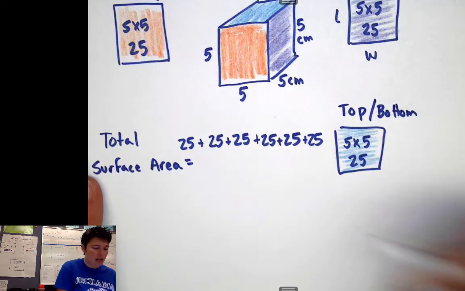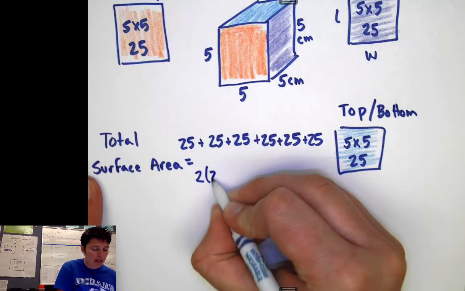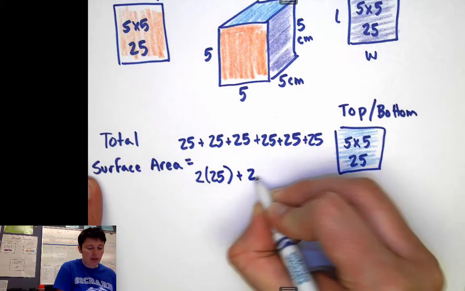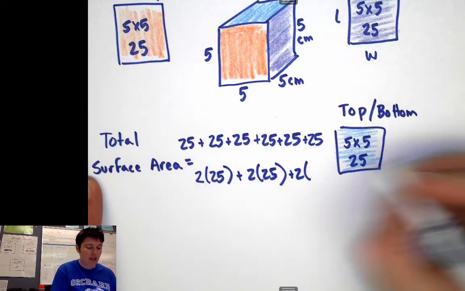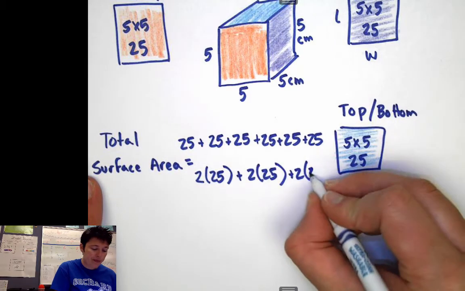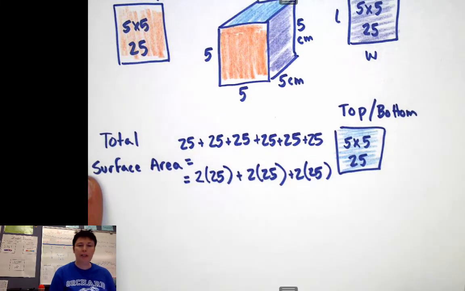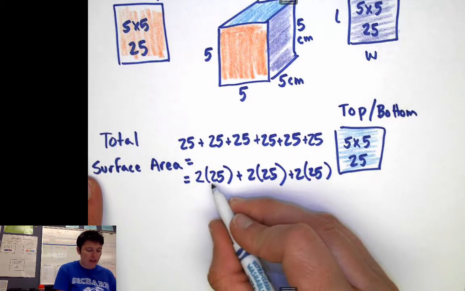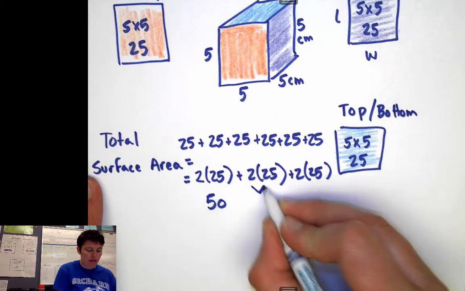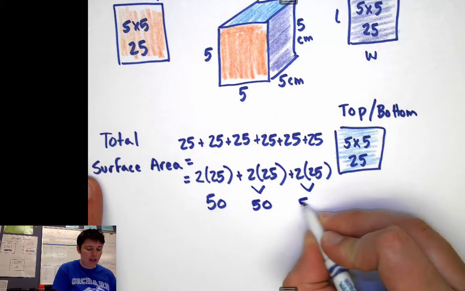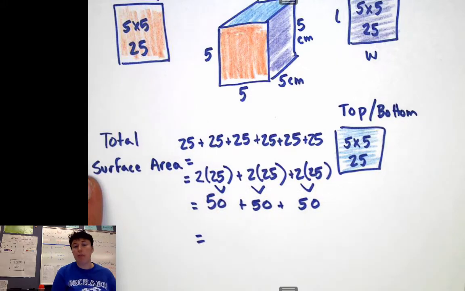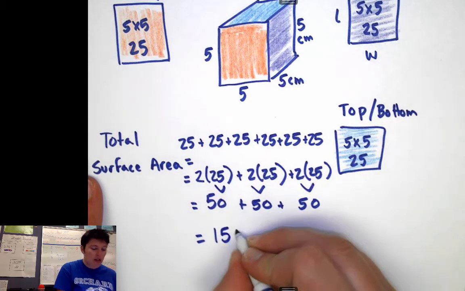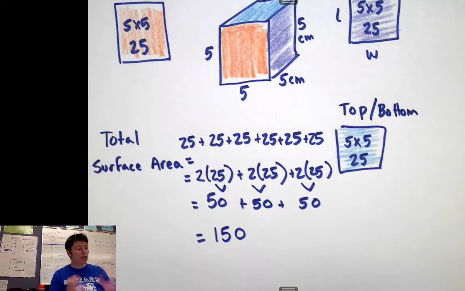Now, another way I could have done that is I could have said there's two 25s for the top and the bottom, plus two 25s for the left and the right, plus two 25s for the front and back. That's another way I could have shown my work. But think about that. 25 and 25 make 50, and this would be 50, and this would be 50. And if my job is to add all of this up, 50 plus 50 plus 50 is 150. So my answer is the whole surface area of this entire box is 150.